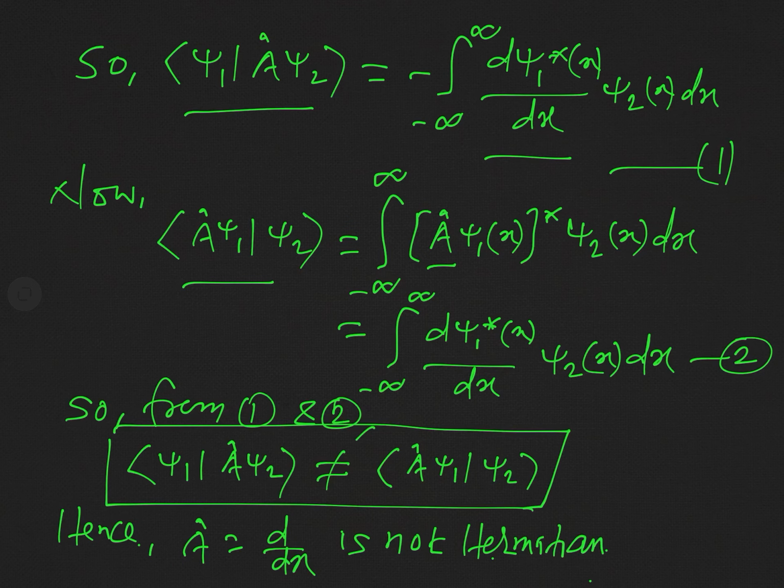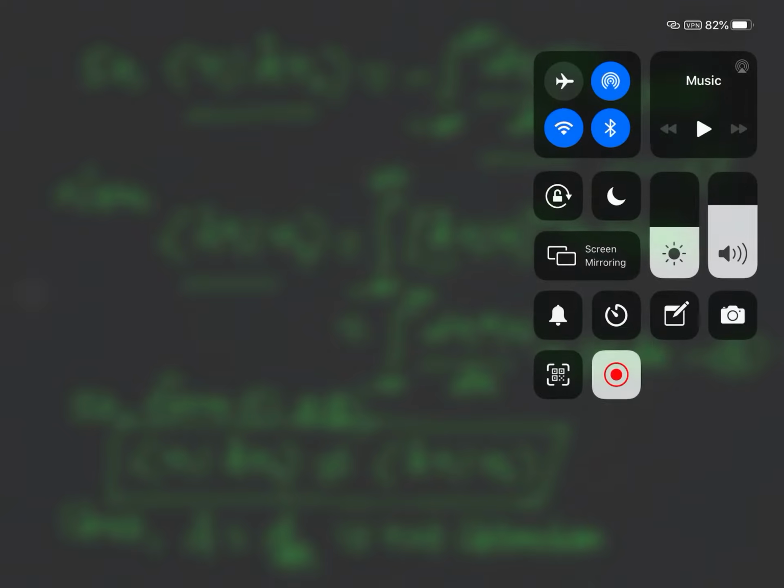So these were some important examples on Hermitian operators, and I hope you have understood how we prove whether a given operator is Hermitian or not. In any problem you can follow these steps. So this is all for today.